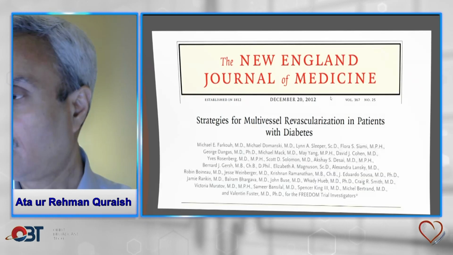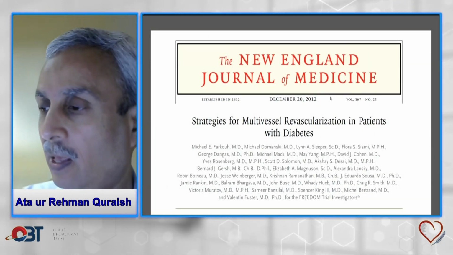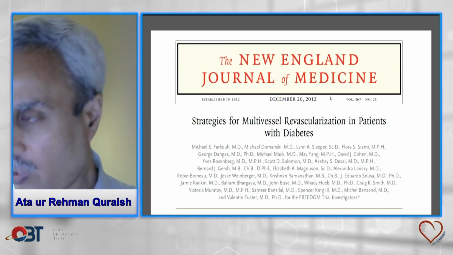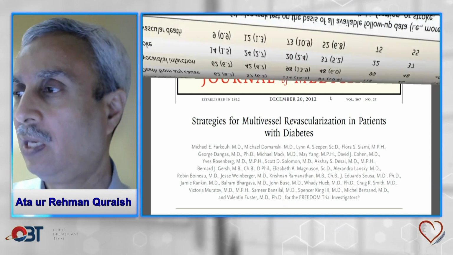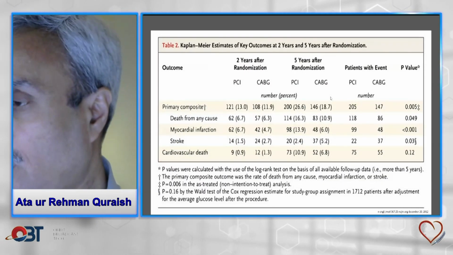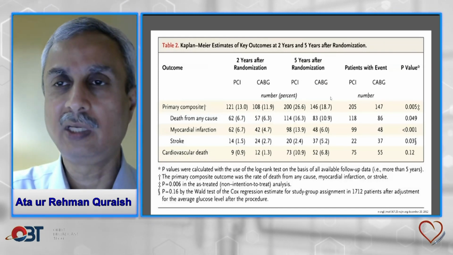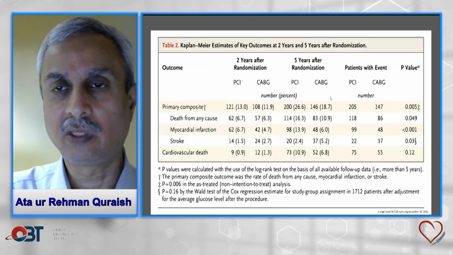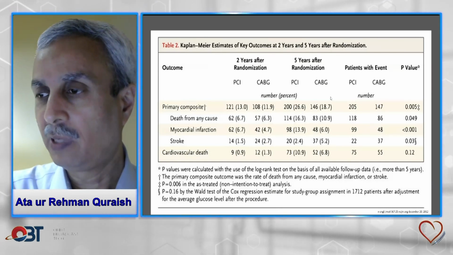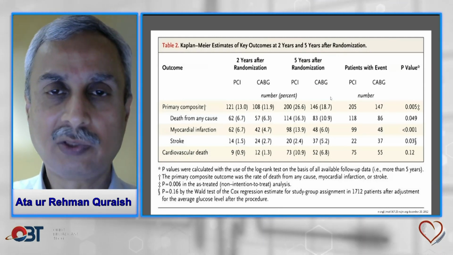Going to another study, that is in patients with diabetes, the FREEDOM study. And this was published in 2012. It clearly told us that not only was the composite endpoint significant in patients who had diabetes and multivessel coronary artery disease, the outcome of death and the primary composite endpoint was significantly better in patients undergoing bypass surgery.